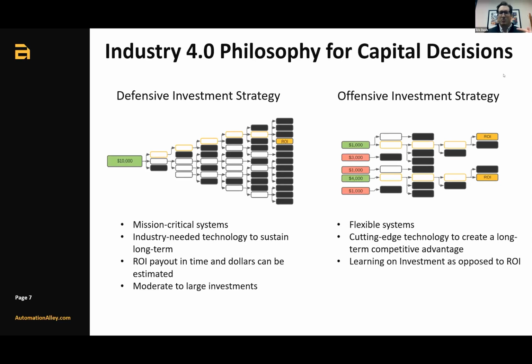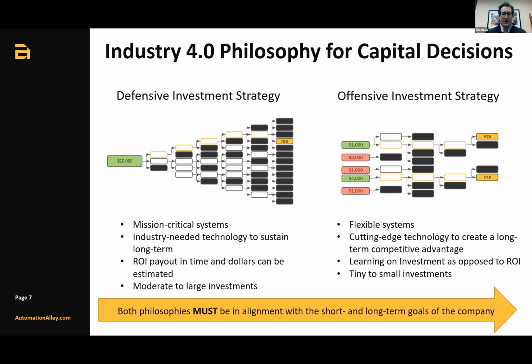And as opposed to return on investment, learning on investment is kind of what the point is. So each stop along the way, you're having some point of learning. And even though that may seem like wasted resources and time, that helps you get to that ROI. And it helps you understand other technologies along the way. And the more you dive into Industry 4.0, the more you'll see all of these technologies are intertwined. And again, tiny to small investments.